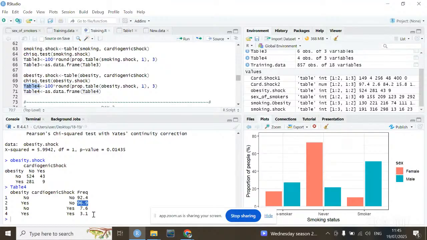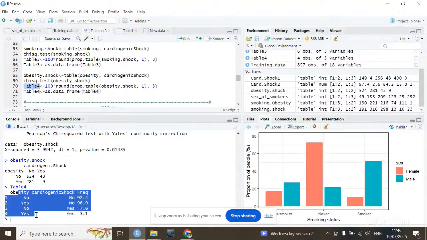So maybe if you want to put it in writing, you say there's a significant relationship, or a significant association, between obesity and cardiogenic shock. Then you put the p-value of 0.014. Then you can start bringing in this information.